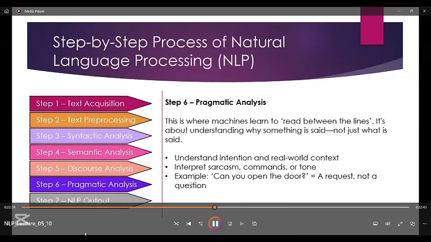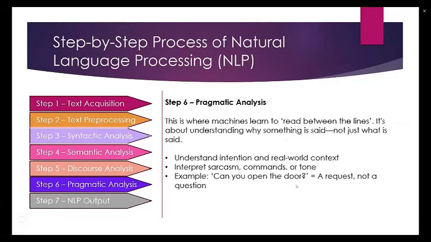So the sixth one is pragmatic analysis. Okay, so pragmatic analysis is where the machine learns to read between the lines, right? Until now we talked about the reading of one sentence, so this is the reading between the lines. It is about understanding why something is said and not just what is said, right? So for example, "Can you open the door?" It's a request or a question? This is not a question, right? This is a request, right?